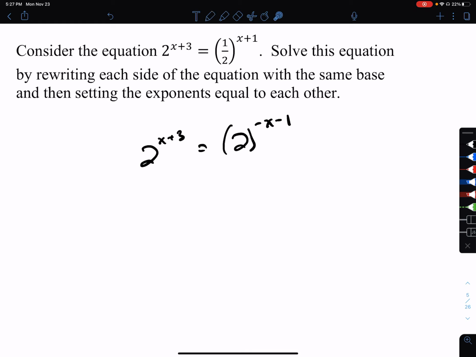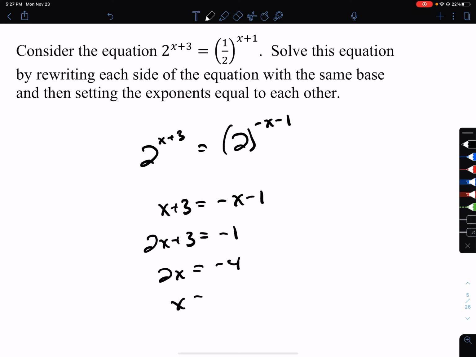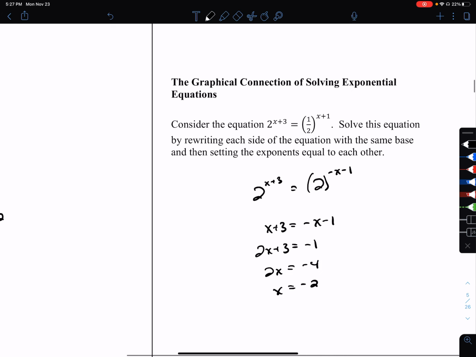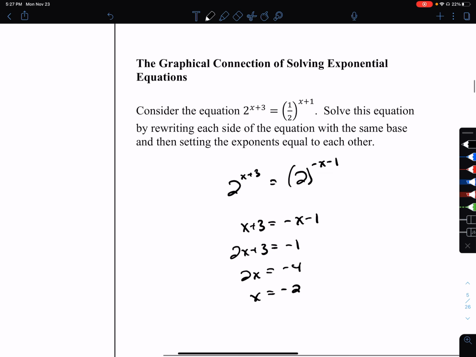Now, those parentheses, by the way, aren't needed. I can set the exponents equal to each other because it's the same base equal to the same base. And then doing a little algebra, as they say, I'm going to get x is negative 2. Lovely. That's the end of this video. The next one, we are going to look at how to solve an exponential function using a calculator.